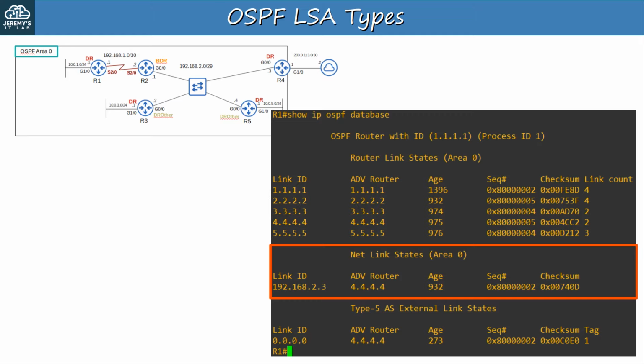Notice that there is only one Type 2 network LSA, generated by R4 for the 192.168.2.0/29 subnet. Even though R1, R3, and R5 are DRs on their G10 interfaces, no other routers are connected to the interfaces, so no Type 2 LSA is generated. Finally, notice that a Type 5 AS external LSA is generated by R4. It is sharing its default route to the internet with the other routers.